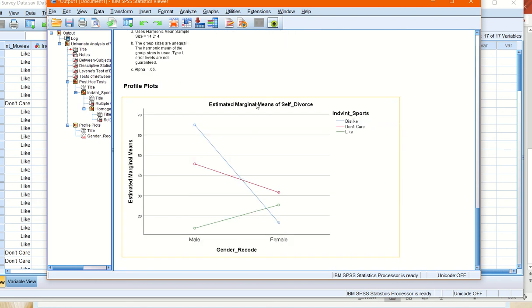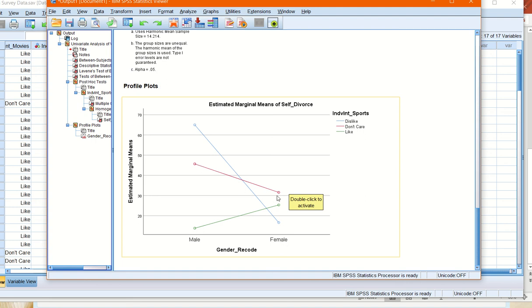And then you can continue down, and this is where we indicated our plots. We could have changed it around so that instead of having male and female at the bottom, we could have had the sports categories at the bottom, and then the lines represent gender, but we made the lines represent the sports, and the male and female indicated below here.